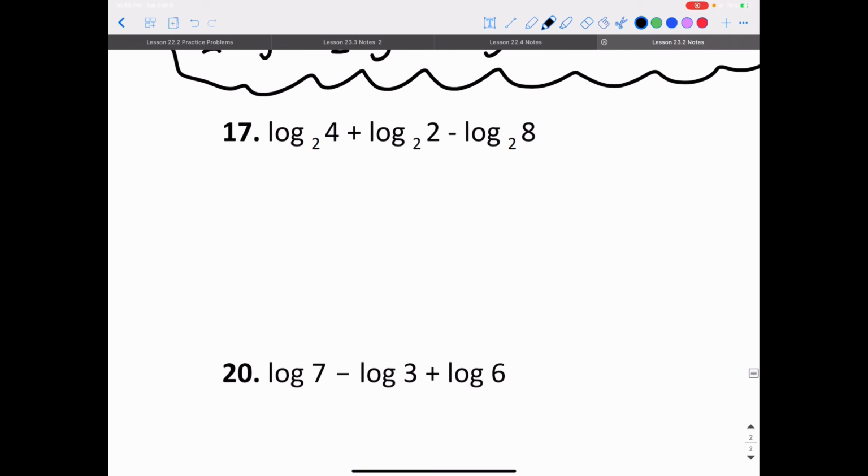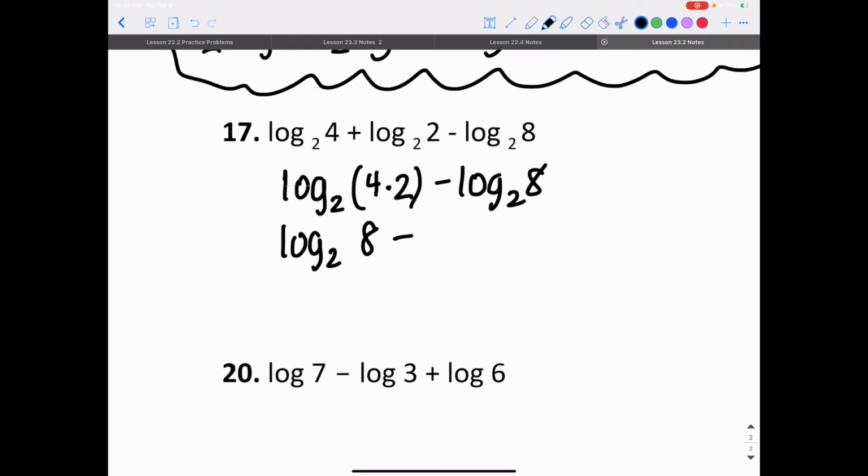For 17, all of these have 2 as their base, so I can condense them. I'm going to condense reading left to right, so I'm going to do log base 2 of 4 plus log base 2 of 2 is log base 2 of 4 times 2. So I have log base 2 of 8 minus log base 2 of 8. Ugh, that's a 0.